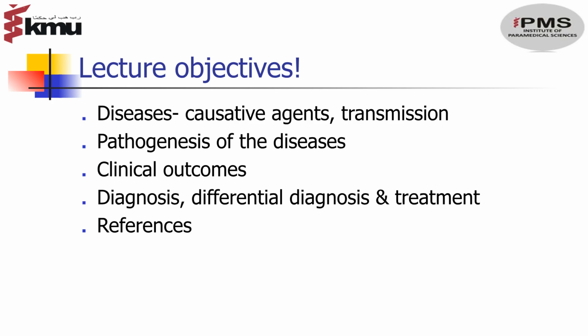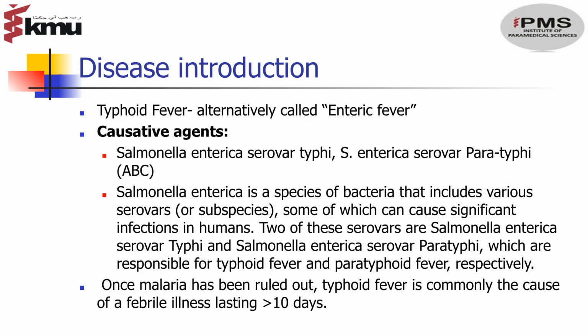This video will cover the causative agents, transmission, and pathogenesis of typhoid fever. We will also discuss clinical outcomes, diagnosis, differential diagnosis, and treatment options. Typhoid fever is also known as enteric fever. It is primarily caused by Salmonella enterica serovar typhi and S. enterica serovar paratyphi, which are species of bacteria.